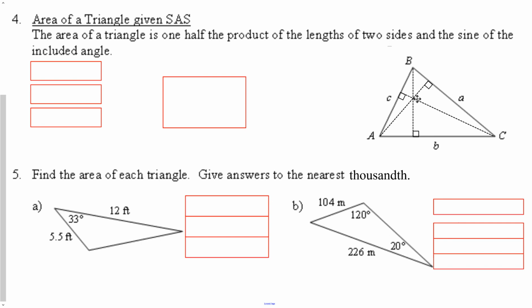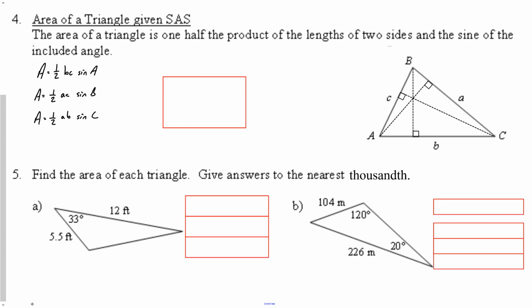So let's say we first draw in all 3 altitudes. Now, depending on what information I'm given, I could write 3 different formulas for the area. I could write these 3: 1/2 BC times the sine of angle A, 1/2 AC times the sine of B, and then 1/2 AB times the sine of C. So all that really is determined by which sides and which angle I have information on within this triangle.